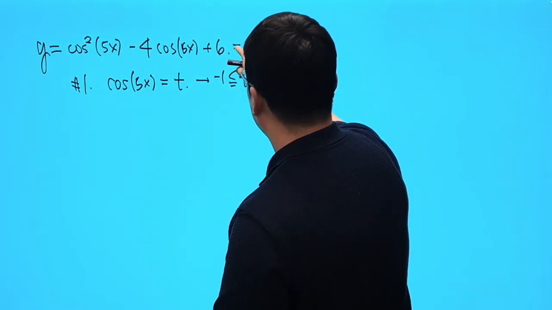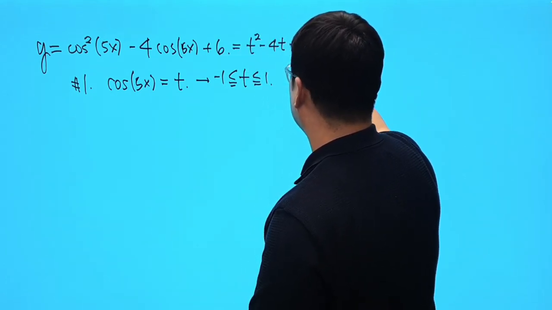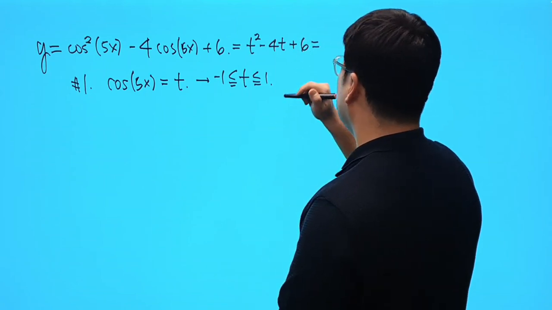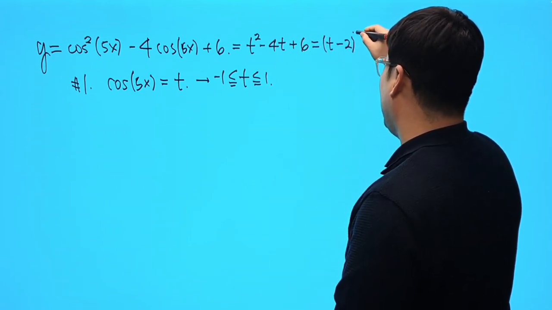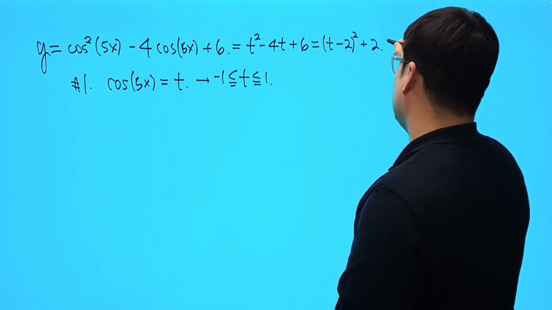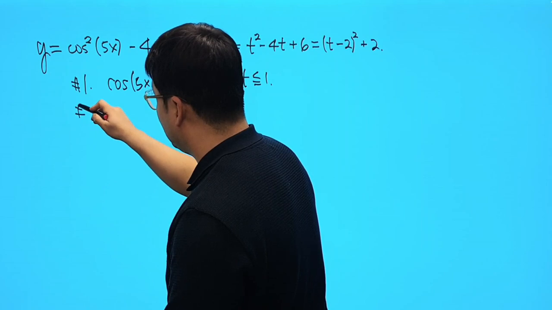So here we go. This is what has happened. We have t squared minus 4 times t plus 6. And if you think about it, it's going to be (t minus 2) squared plus 2. We're adding 2. So this is the first information that we wanted to cover.